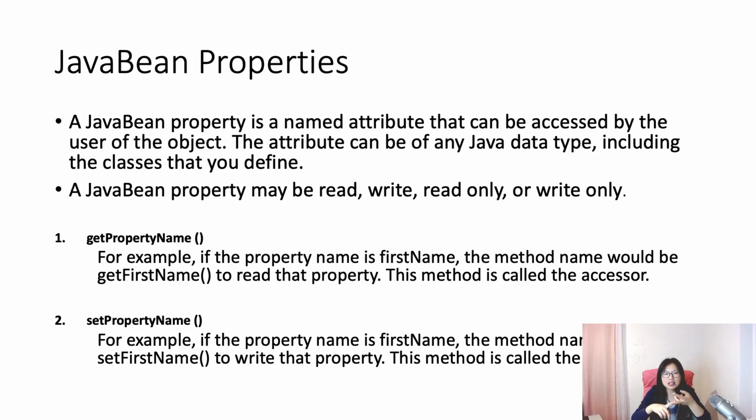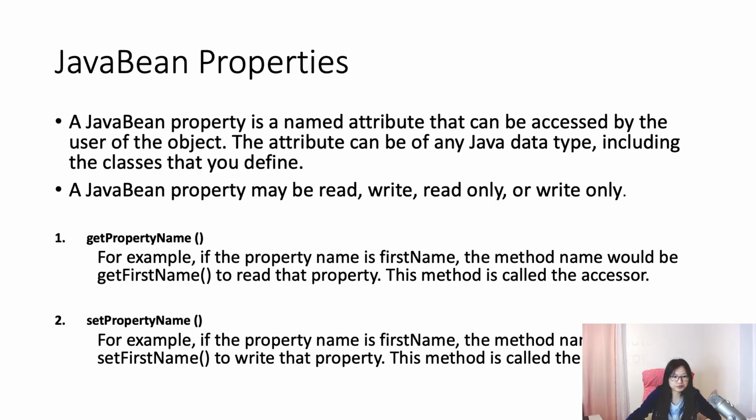Like if the attributes, first name and last name as we talked about, they're gonna be string type. And if you have a birth date, it can be a LocalDate. And if a person has an address, then you have to define your own address, so it's gonna become a type you defined. And a JavaBean property can be read-write, read-only, or write-only.